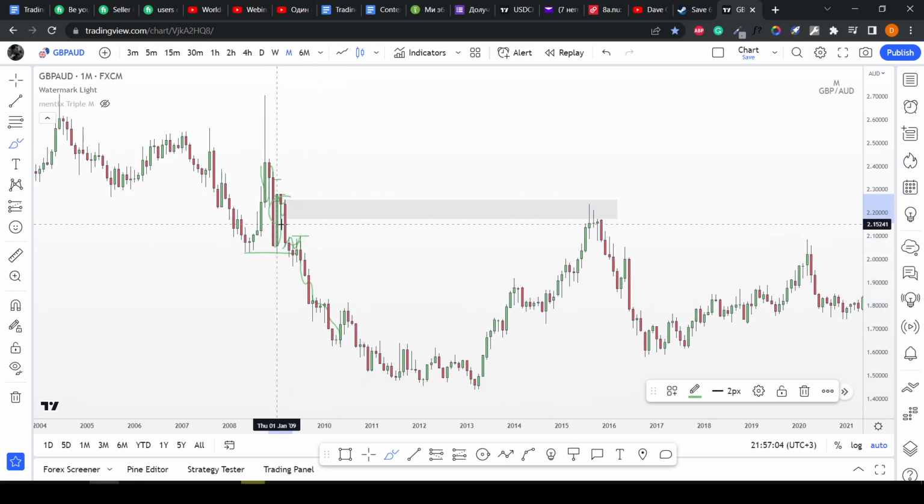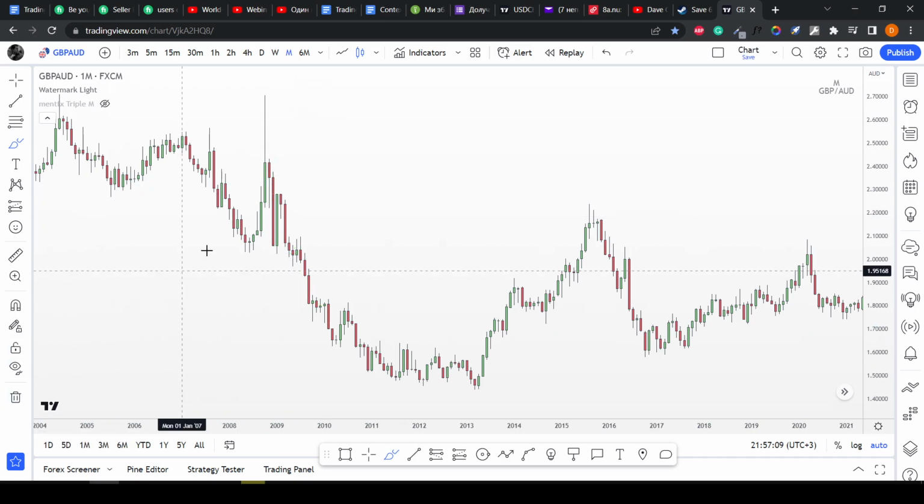So basically, this point is like this one, and maybe, and you see what is the difference. If we draw this hidden S&D, so this is an up move before the down move.